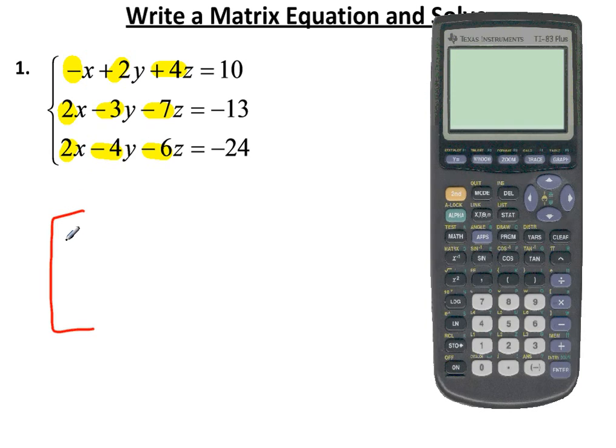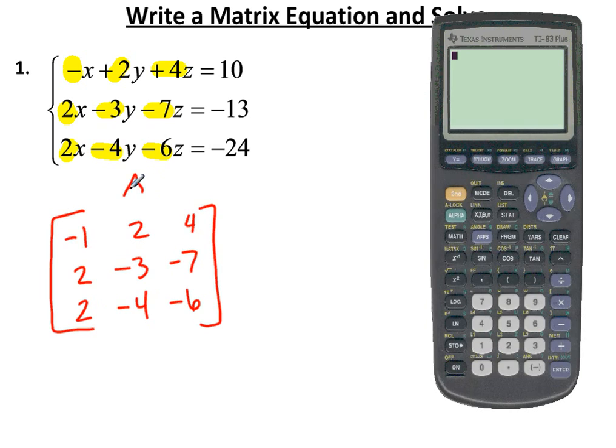So in front of x is -1, then I have a 2 in front of y, a 4 in front of z. 2 in front of x, -3 in front of y, -7 in front of z, 2 in front of x, -4 in front of y, -6 in front of z. And this, I'm just going to type in my A matrix in my calculator.